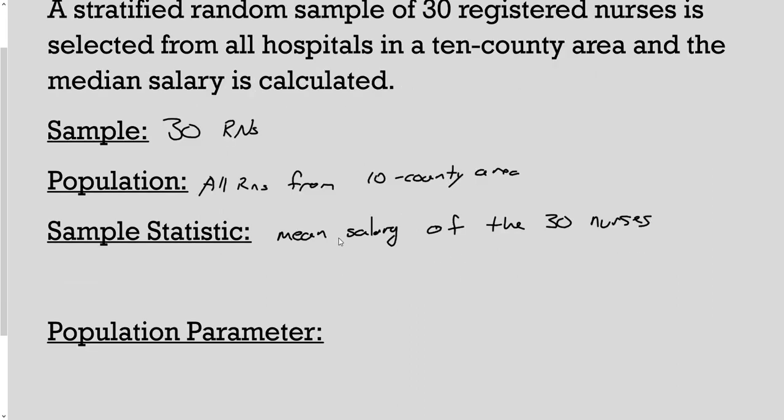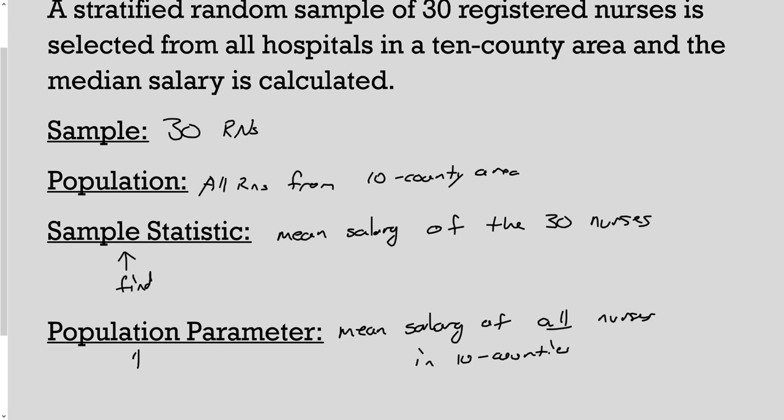And the population parameter would be the mean salary of all nurses in the 10 counties. Right? We probably can't know that, because 10 counties worth of nurses, especially depending on what state we're in, could be a very large number of nurses. So this is what we find, and this is what we are trying to describe. It's what we want to know. It's just, chances are it's going to be too difficult.